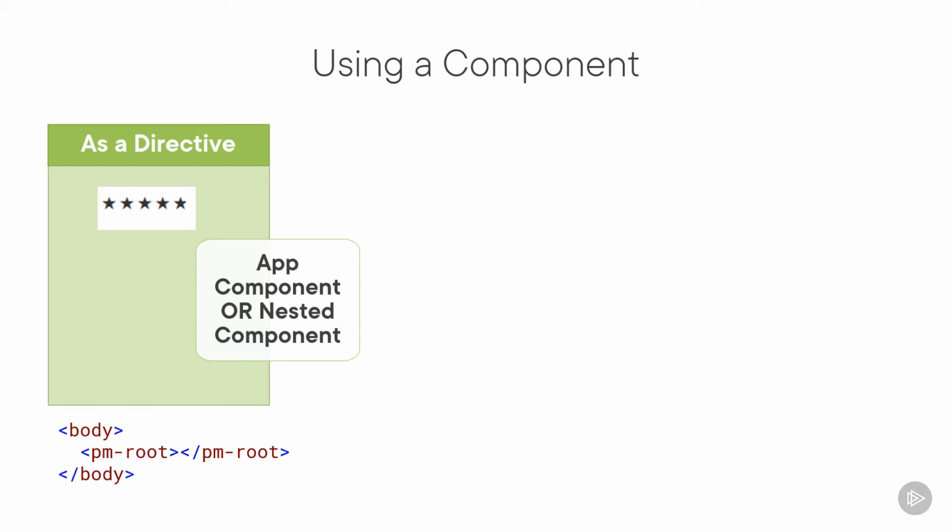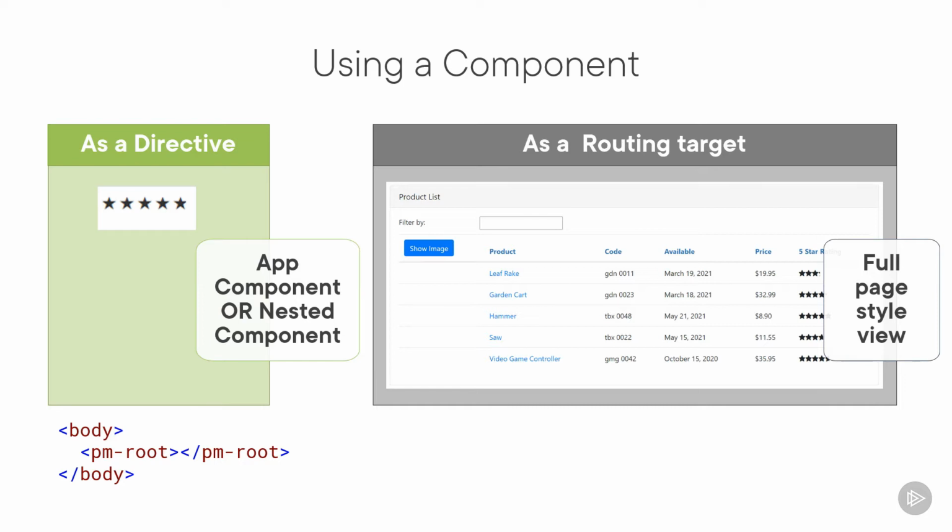We use this same technique with nested components. Alternatively, we can use a component as a routing target, so it appears to the user that they've traveled to another view. The template is then displayed in a full page style view. We'll use this technique later in this course to route to our product list view. Our product list view is currently used as a directive, but that's only because we have not yet covered routing. In this course module, we'll focus on building a nested component.